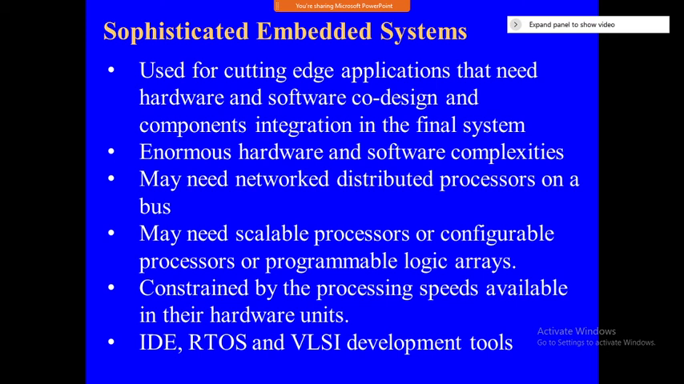So here we are going to use cutting edge applications that need hardware and software co-design and components integration in the final system. Enormous hardware and software complexities will be there. It may need a network distributed processor on the bus. Network connection may be required. May need a scalable processor, configurable processors, or programmable logic gates or arrays, constrained by the processing speed available in the hardware units.